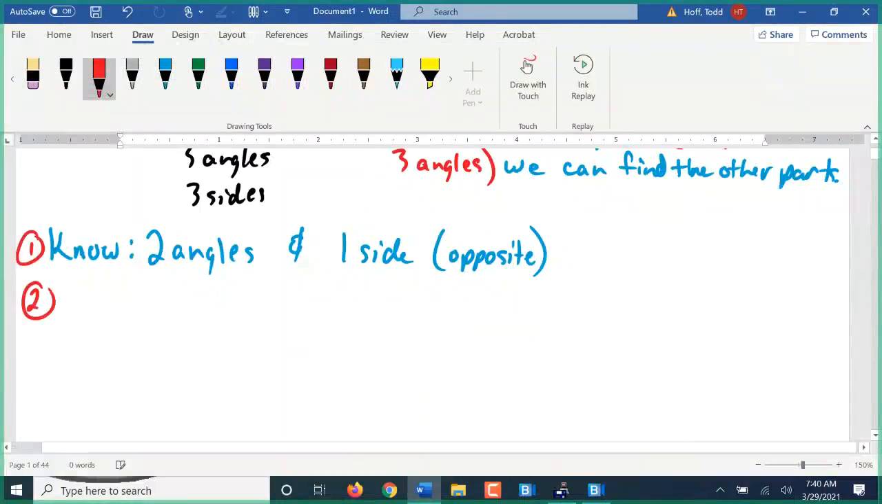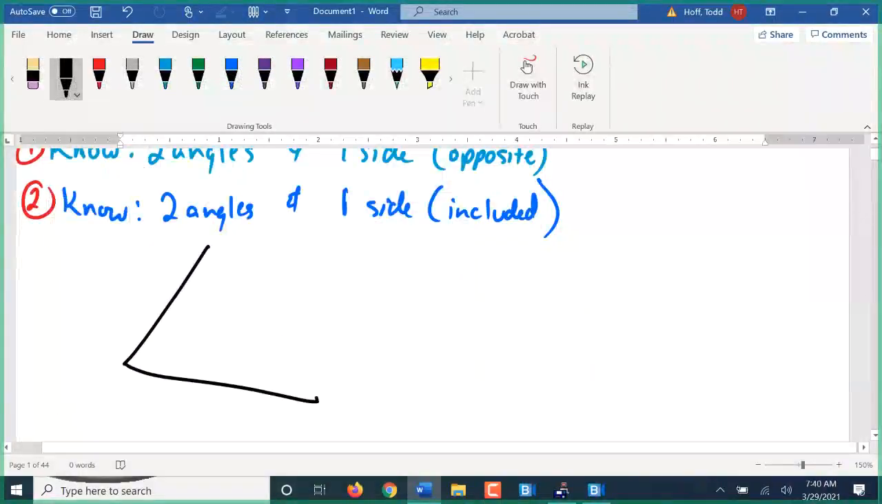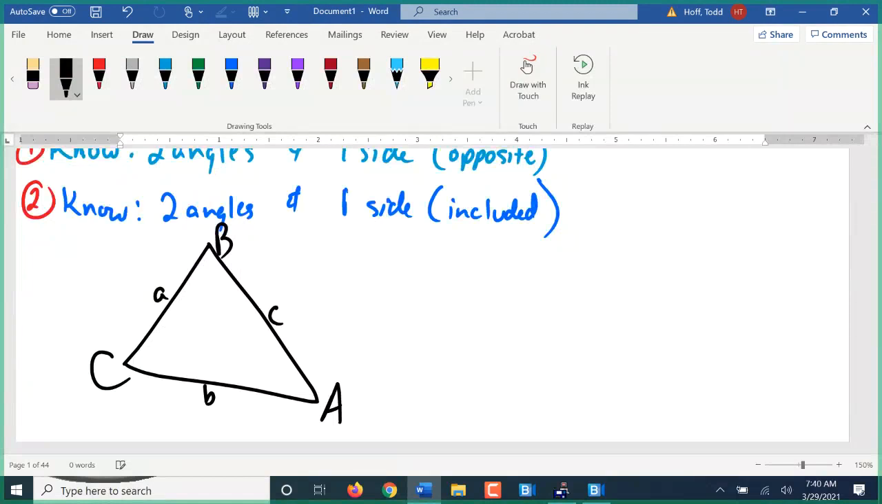There's a second possibility where we know 2 angles and one side. The term is included. Included means between. So I might tell you that this angle here, 38 degrees, and this angle up here is 1 degrees. Side C over here, 0.45 inches. That side is included between the angles.